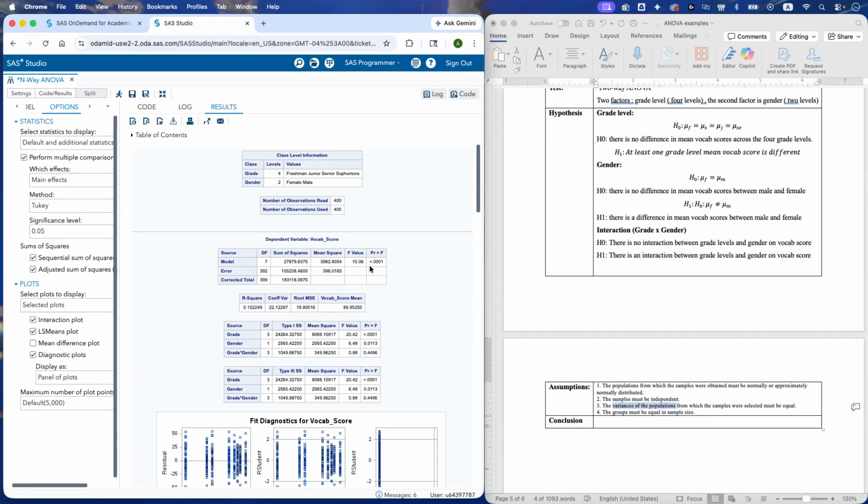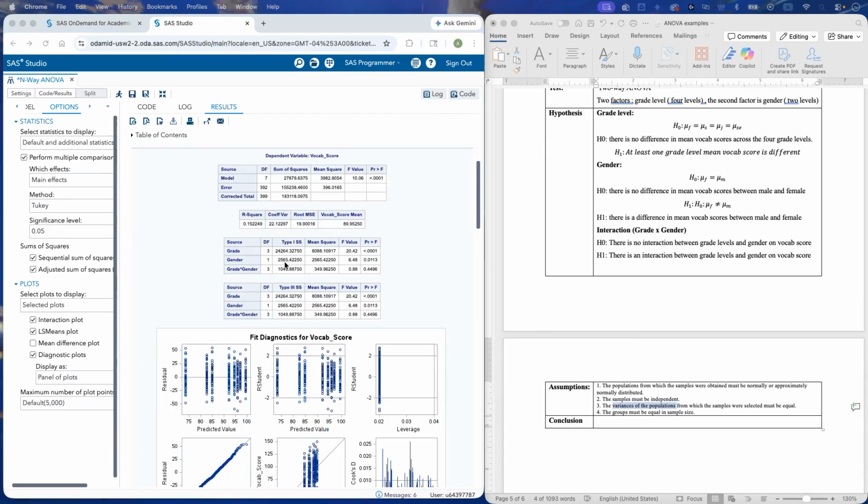And if you look at the R squared, it is 15%. What does it mean? It means that about 15% of the total variation of the vocab score is explained or accounted for by grade level and gender. This is for the R squared. So from this table, we look at whether the overall model is significant, and we look at how much is explained by the model.